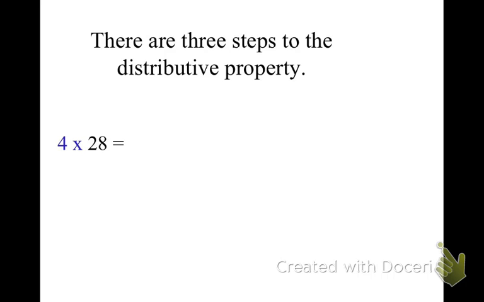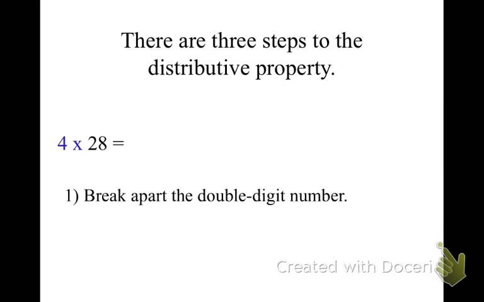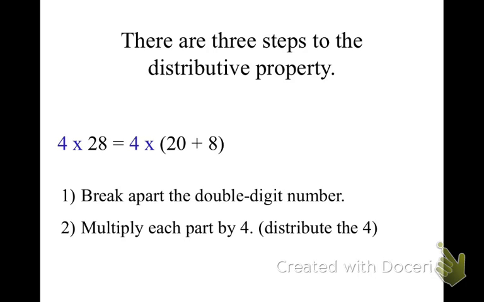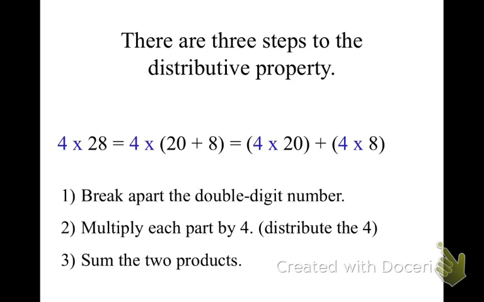So there's going to be 3 steps to doing the distributive property. 1, when you're using it as a mental math strategy, break apart the double-digit number. 2, multiply each part by 4. You're going to be distributing the 4. And I love to show my work using arrows, so I would recommend that you do too, so that you don't forget to multiply. And then 3, sum, or add the 2 products together. The distributive property works in other ways too, and you'll see that later. So we can go ahead and add the numbers together and get 112.